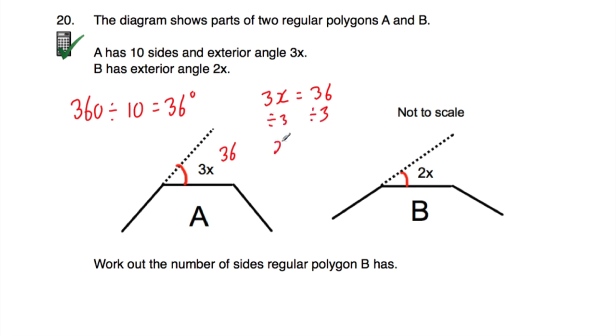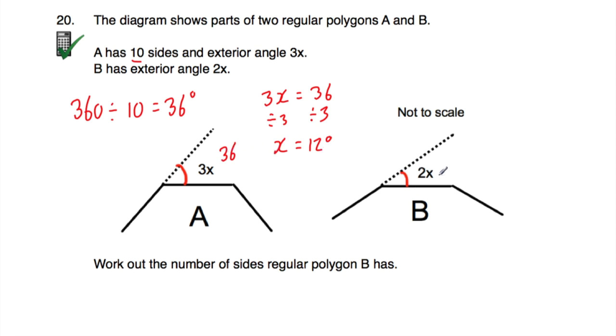So dividing by 3, we get x is equal to, and 36 divided by 3 is 12. So that means that x is equal to 12. So just to recap, we knew that the exterior angle here would be 36 degrees because 360 divided by 10 is 36. We then put 3x equal to the 36 and got that x is equal to 12.